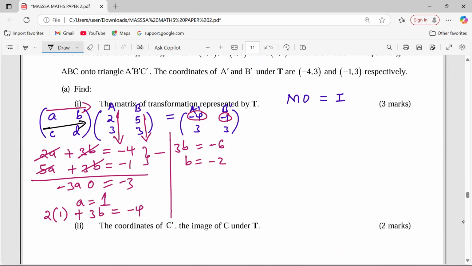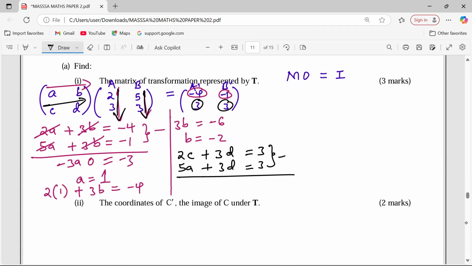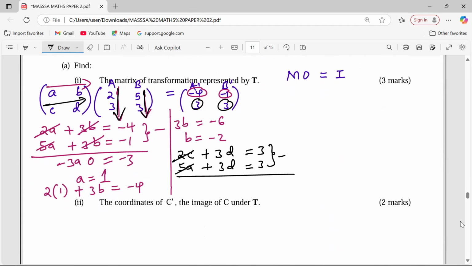So C and D, that row multiplied by the first column means 2 by C and 3 by D should give us the first element, which is 3. Then again, the same row by the last column here, meaning 5 by C and 3 by D should give us 3 again at this point. So now we subtract corresponding terms. 2C minus 5C gives us negative 3C, 3D and 3D, that one cancels, was 0. Then 3 minus 3 gives us a 0.